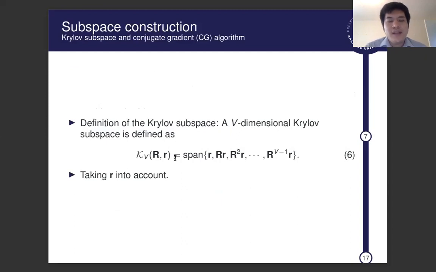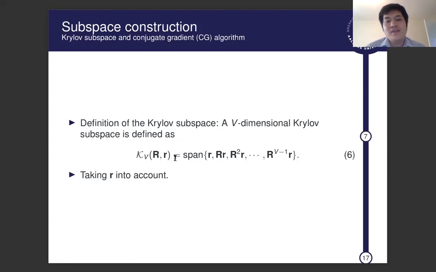Before we step into the detail of the proposed algorithm, we first introduce a subspace construction approach called the Krylov subspace. The Krylov subspace is defined in equation 6, and as you can see, it has the information of the small r and the capital R. The capital R is usually the autocorrelation matrix. The small r is usually called the cross-correlation vector.